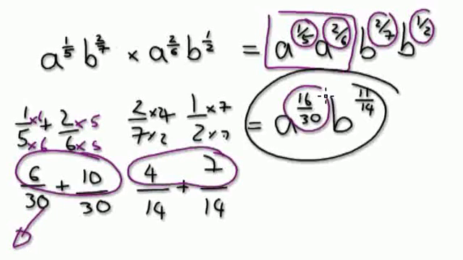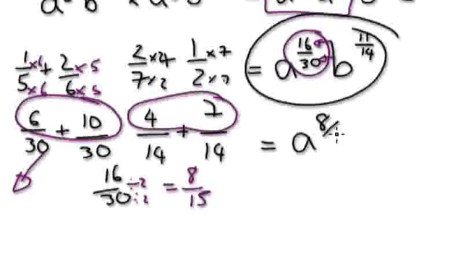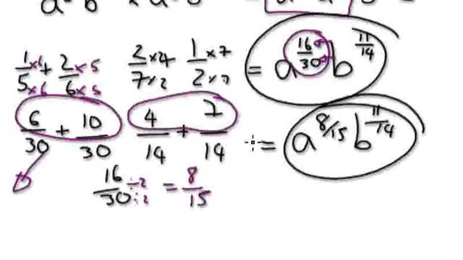Often try to glance and see if you can simplify. Here you can simplify, even number, so you can divide top and bottom by at least 2. Let's try and simplify 16 over 30. You can divide top and bottom here by 2, so this would be 8 over 15. So you could write it as a to the power of 8 over 15, and then b to the power of 11 over 14. This will be your final answer.